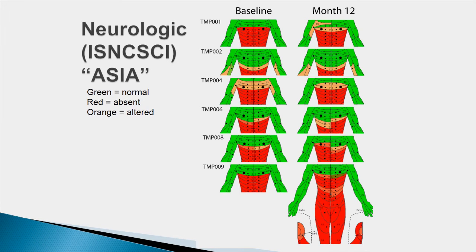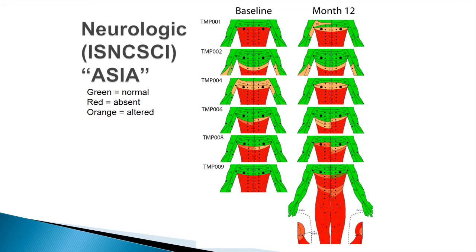So here we are presenting neurologic data, which is the INSCI data, International Standards Neurologic Classification of Spinal Cord Injury. Many people call this ASIA data. But what you'll see for each here, green indicates normal segments, red indicates where their sensation is absent, so it's 0, and orange indicates where there is sensation, but it's not normal and it's not absent, so it's altered.